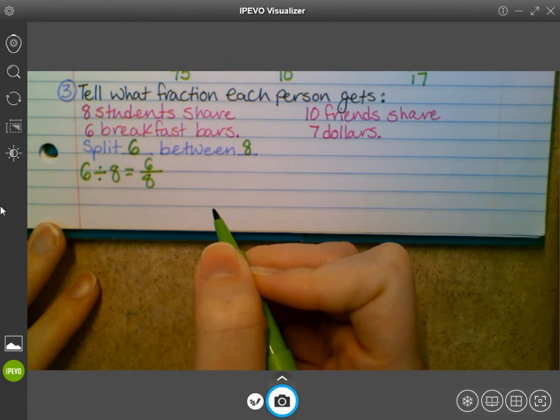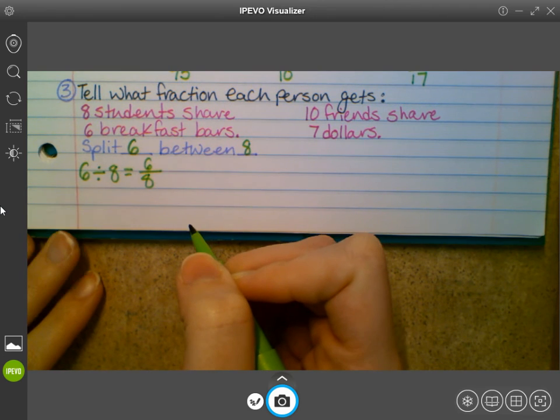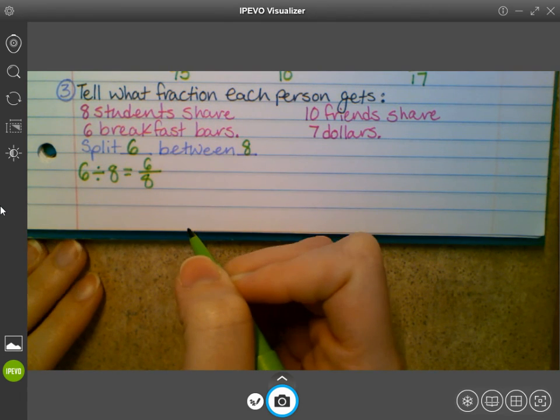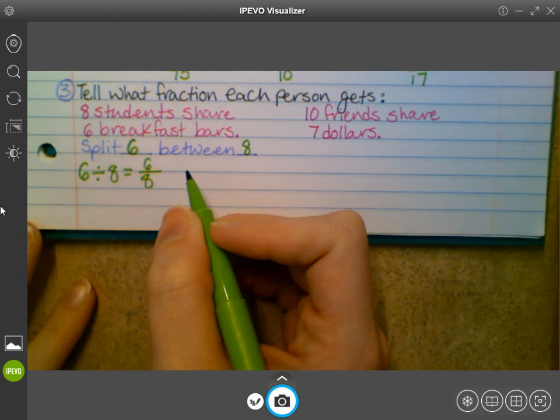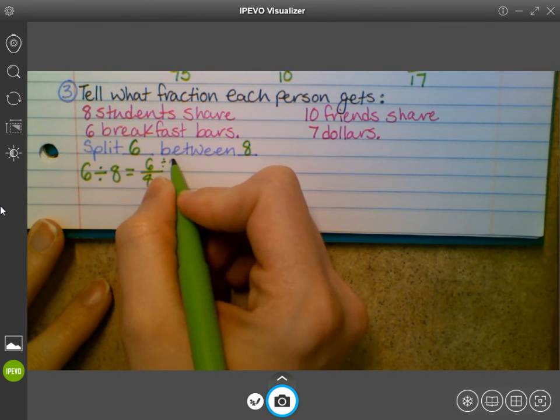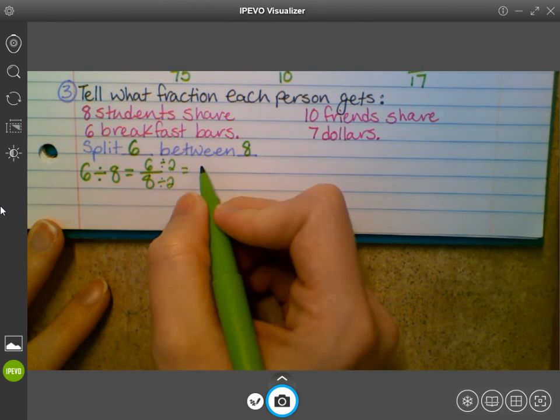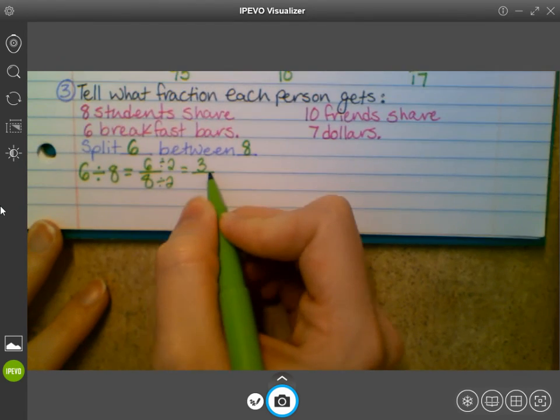How many of you got 6/8? Nice. Did anyone happen to simplify this by chance? Richie, what did you simplify it to? 3/4. If we were to divide 6 by 2, I'm just going to show it. And 8 by 2, 6 divided by 2 is 3. 8 divided by 2 is 4.